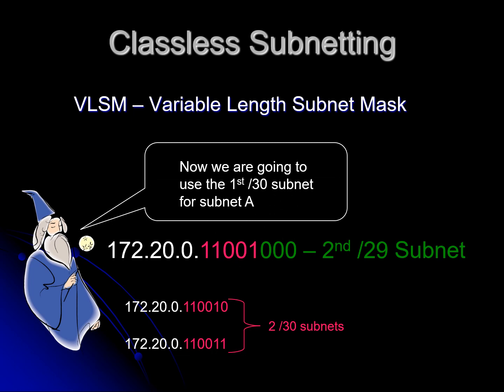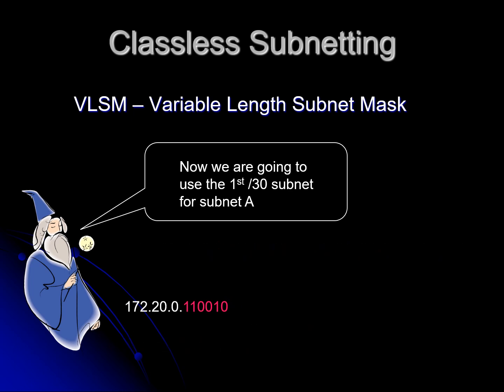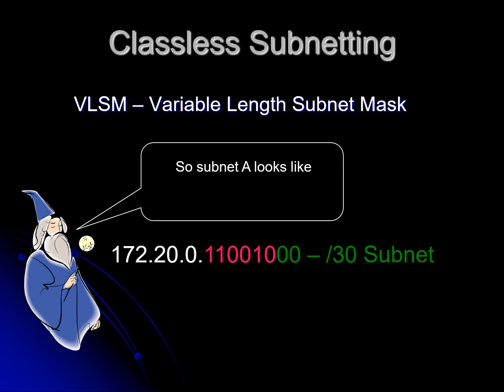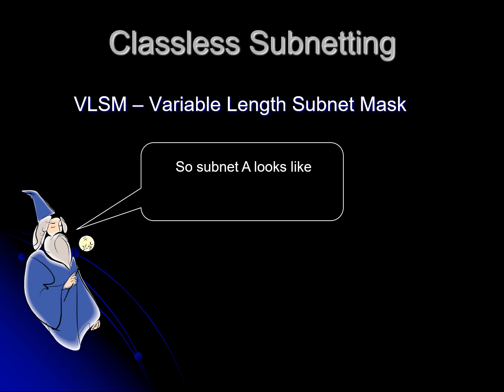Now we're going to take the first /30 and allocate that to subnet A. So subnet A in binary will look something like so, /30. And in decimal, that's what subnet A looks like: 172.20.0.200/30. So network subnet A looks like so in decimal, and it'll have 2 IP addresses on it.